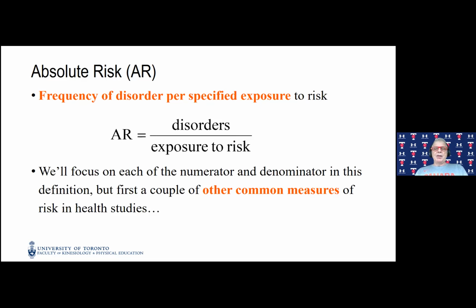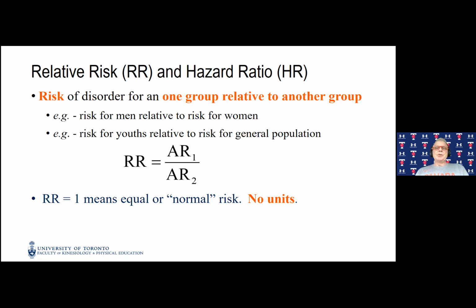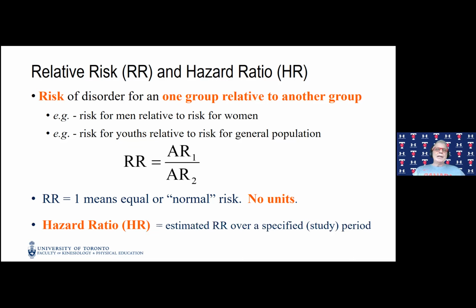Before I do that, though, a couple of other common parameters or statistics. So relative risk is a ratio of two absolute risks where you can compare one group to another. It could be comparing a subgroup of a population, like children under the age of 10, to the whole population, or it could be women compared to men, or boxers compared to cyclists, or whatever, just different groups. And it's just a ratio of two absolute risks, so it's a unitless number. And one indicates normal risk, or the same level of risk for the two populations being compared.